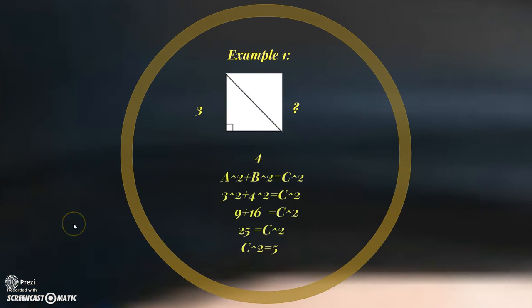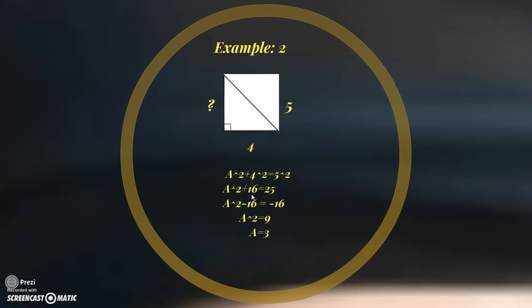Example 1. For this problem, you are supposed to find the hypotenuse. In order to find the hypotenuse, we use the equation a to the second power plus b to the second power equals c to the second power. So we plug in the numbers and we get 3 to the second power plus 4 to the second power equals c to the second power. We multiply that out and we get 9 plus 16 equals c to the second power. We add those two numbers together to get 25, and that equals c to the second power. Then we find the square root of 25, and that equals 5.